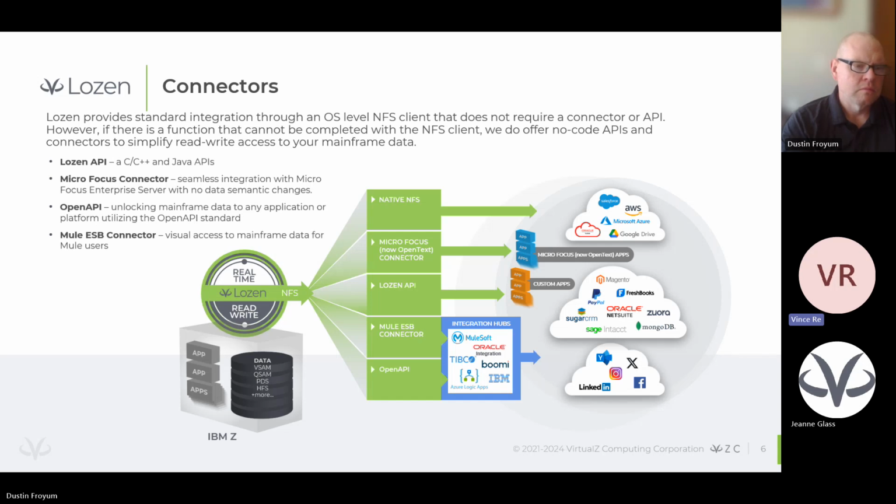For instance, I might care about the fact that I'm accessing a VSAM file. I might want to know some metadata about it. How big is it? How big are the records? Does it have keys? If it does have keys, how big are they? Where are they within the record? And so Lozen exposes all of those capabilities too. All the products you mentioned can leverage that to make a cleaner interface there.